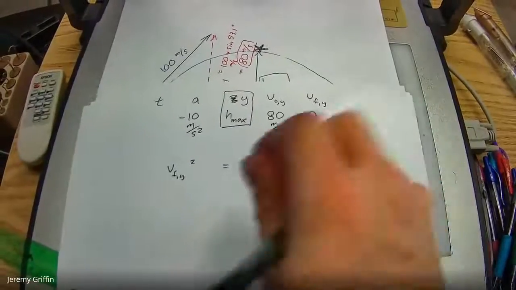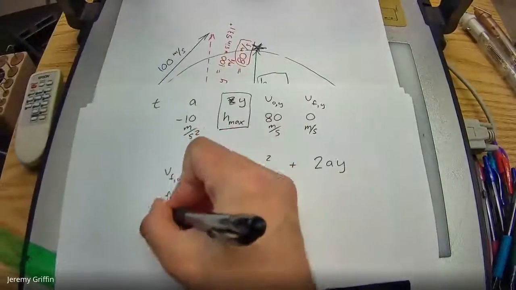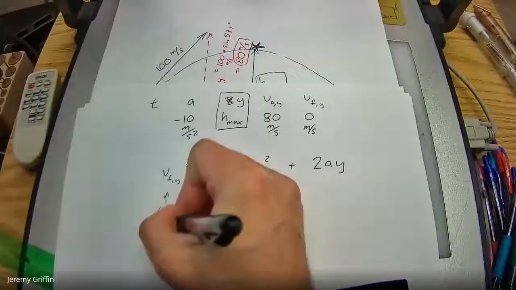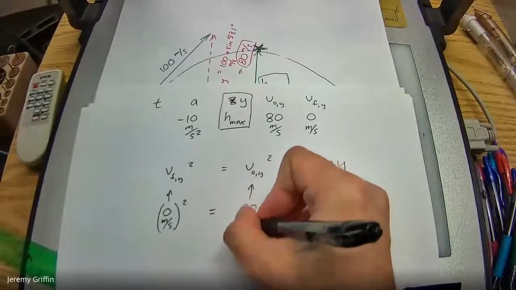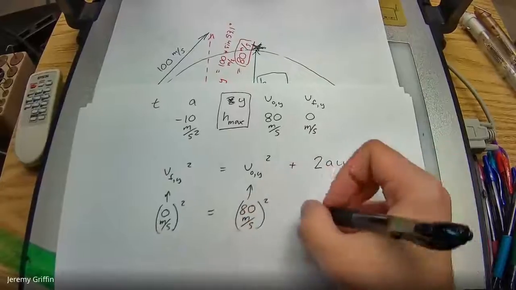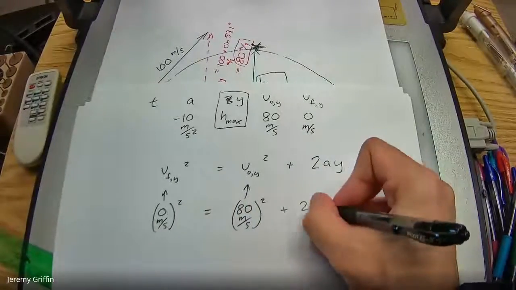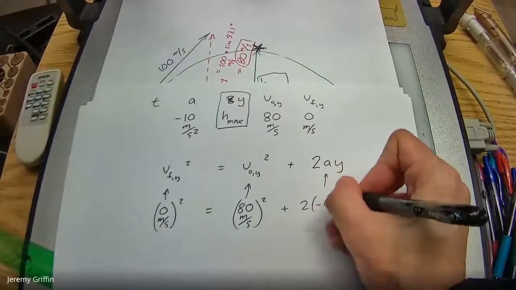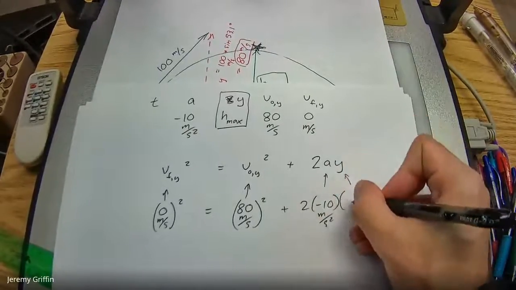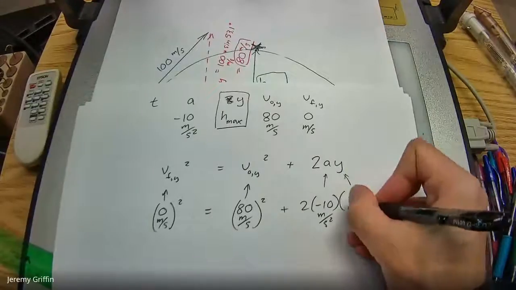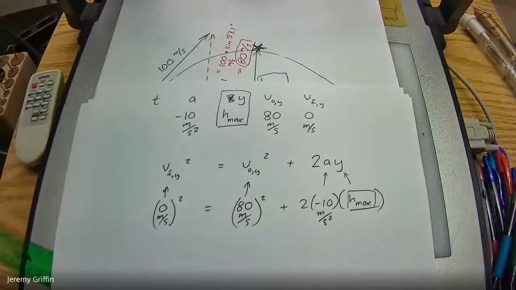Plug in some stuff. I know that at the top it goes to 0 meters per second. It was being blasted 80 meters per second strictly upwards, and that's all I care about. Just focus on the up direction, because gravity is pulling straight down. And then this would represent H max for that particular scenario.